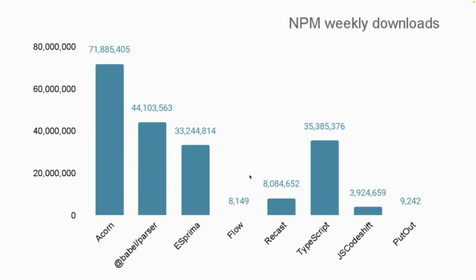So these are some of the low-level tools. I'll just give you an idea about how popular they are. Acorn has 72 million downloads a week. And I discovered, I think this is not because people are manually downloading Acorn.